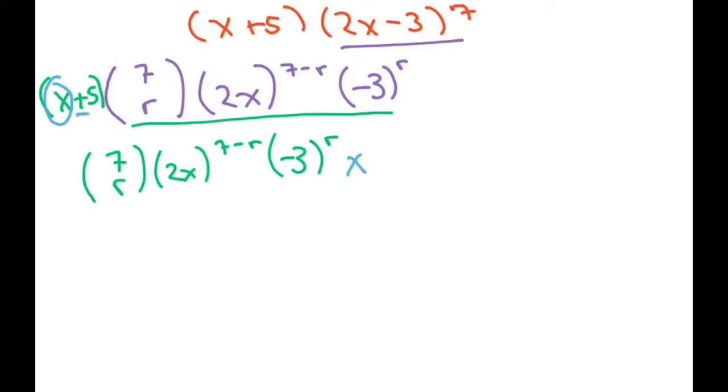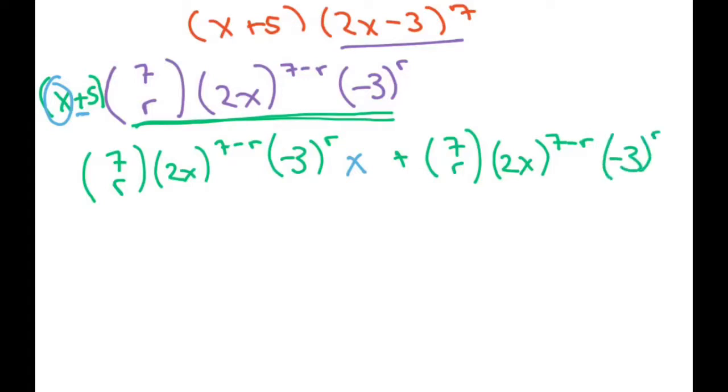Now, we have a plus here, so put plus, and write this thing down again. 7 choose r, 2x to the 7 minus r, times -3 to the r, and now we're going to multiply it by 5. So all I did was distribute the x and the 5. Now, we're going to take this first piece and look at my x's.